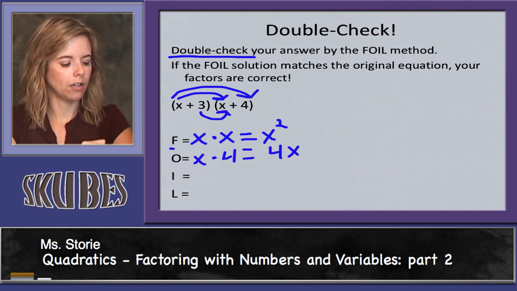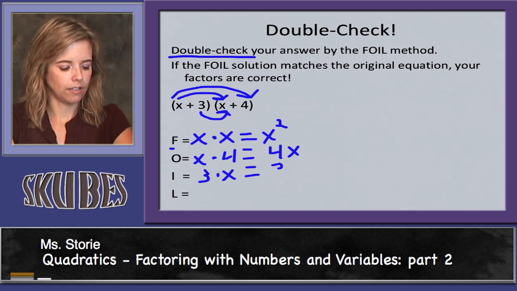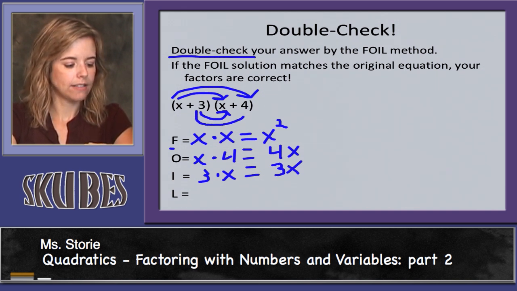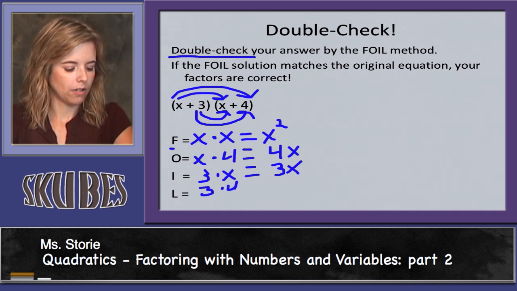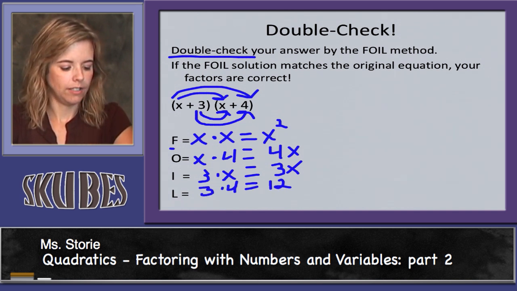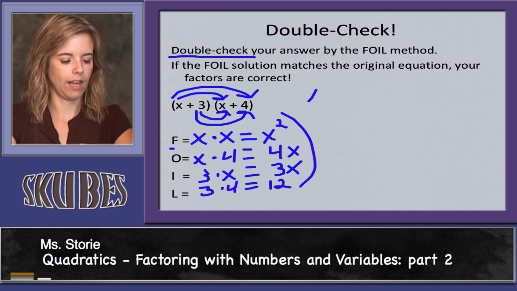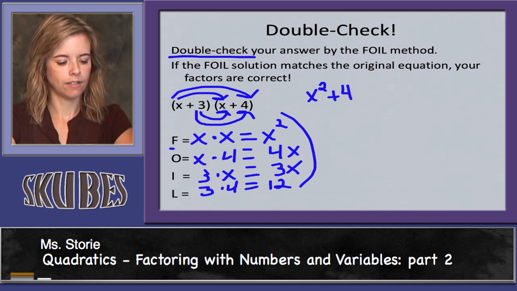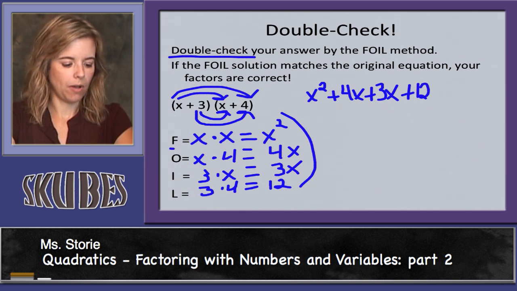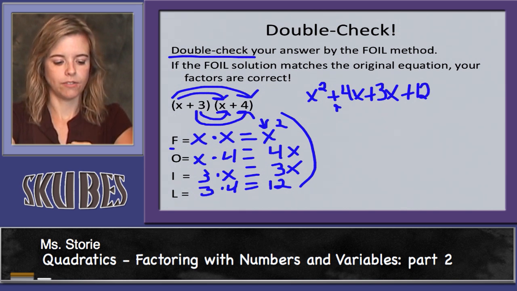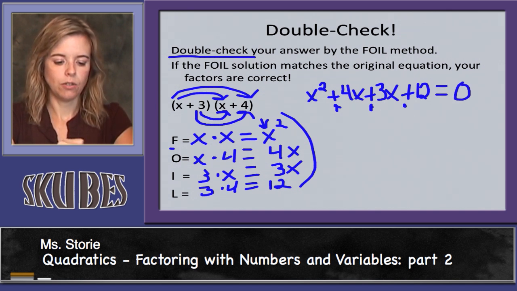Then for your inside, you're going to do the two inside terms, which are 3 times x. So that's going to lead you to 3x. And then your last are going to be usually the two pure numbers. So it's 3 times 4, and that's going to equal 12. Now you're going to take all of those and list it as one long equation. So you've got x squared plus 4x plus 3x plus 12. They were all positives, which is why they're all positives here as well. If they were negatives, I would have moved the negative sign with them. And all that should equal 0.